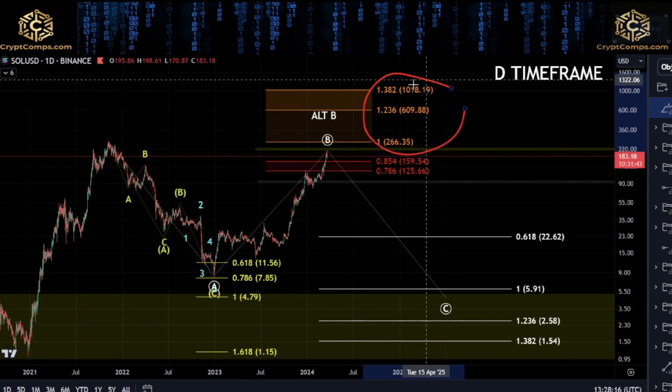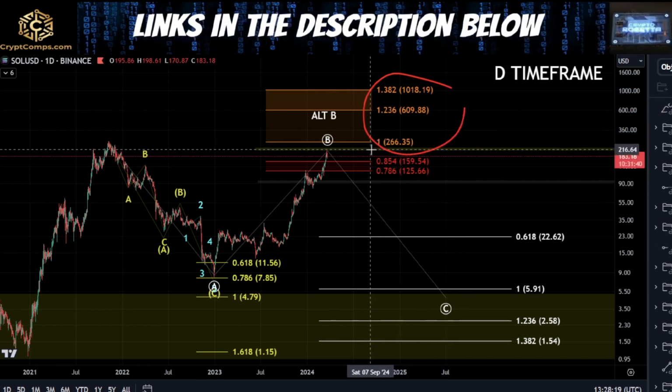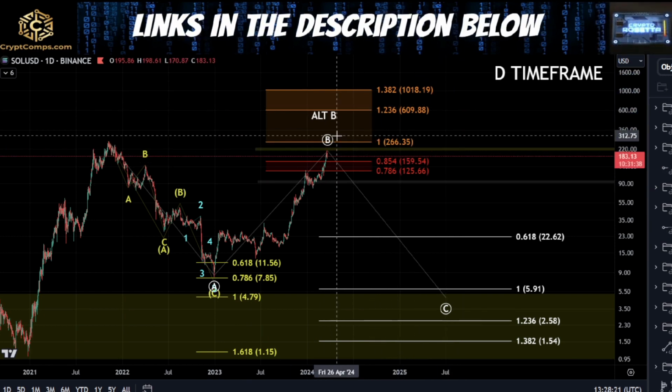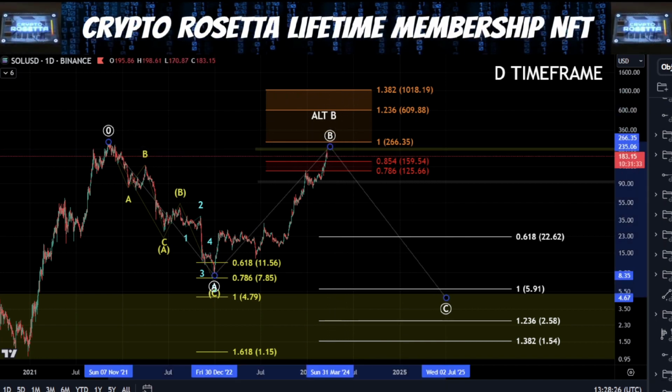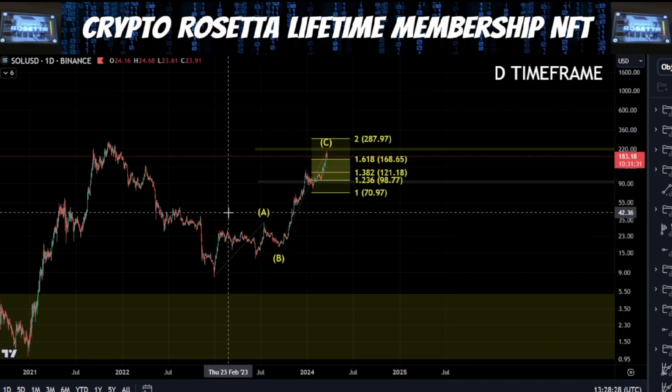But I would still be keeping an eye between this 1018 to this 266 if this is going to become an expanding flat. But like I said, this is my least probable scenario, but I've just got it on the back burner here, just keeping an eye on it.